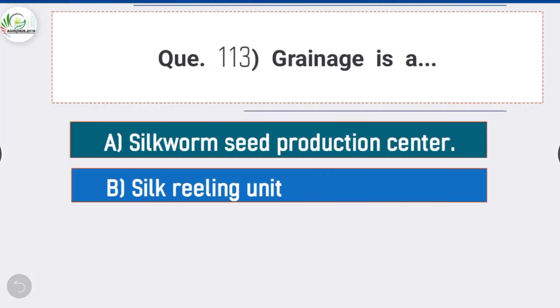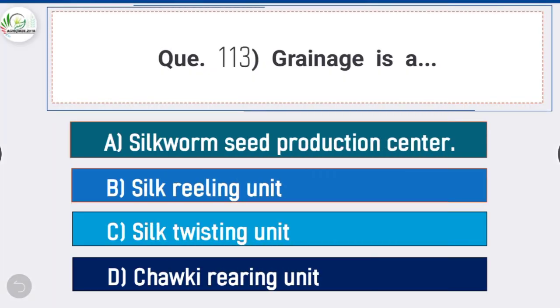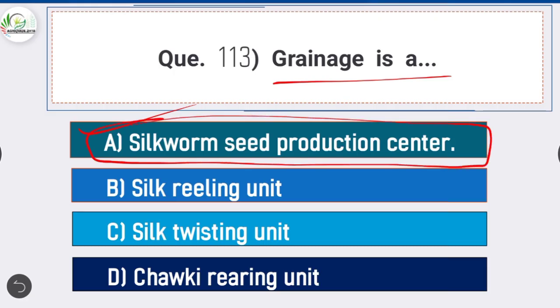Question number 113. Grainage is a, and the correct answer is option A, silkworm seed production center. Grainage is a silkworm seed production center.